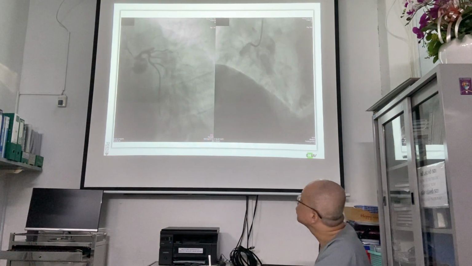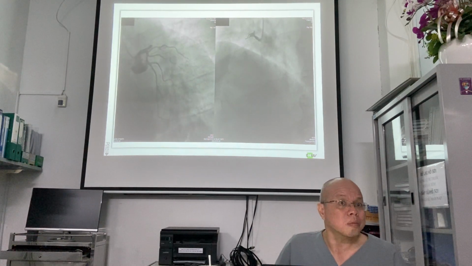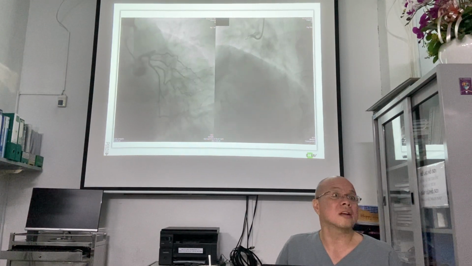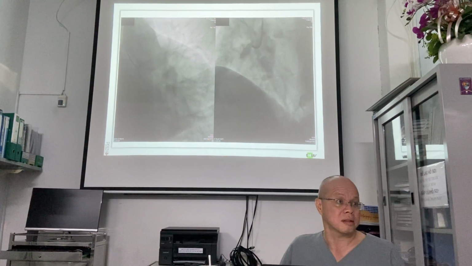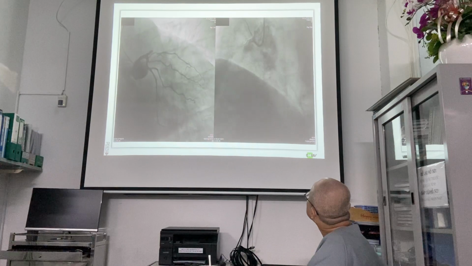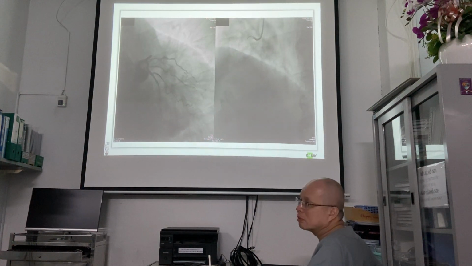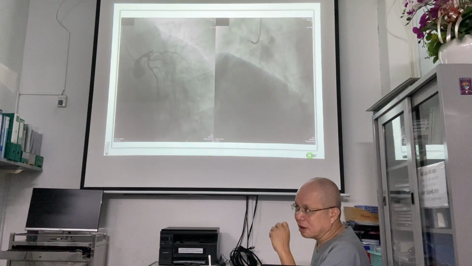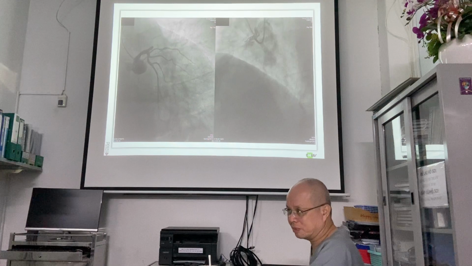There are many. First of all, the first reason is the myocardial mass is much larger in the LAD. The anterior wall is much bigger than the inferior, much more of the LV. Reason number one.